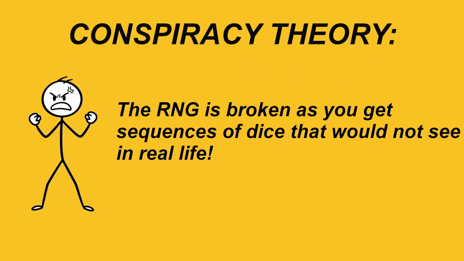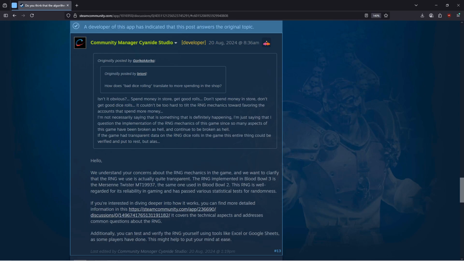You sometimes see statements that the RNG is broken as you get sequences of dice that you would not see in real life. So what random number generator does Blood Bowl 3 use? Well, in the Steam community forums, the community manager from Cyanide posted that the RNG is using the Mersenne Twister for Blood Bowl 3, which is the same one as used in Blood Bowl 2. And they've got a link here for a deeper dive for how that works.